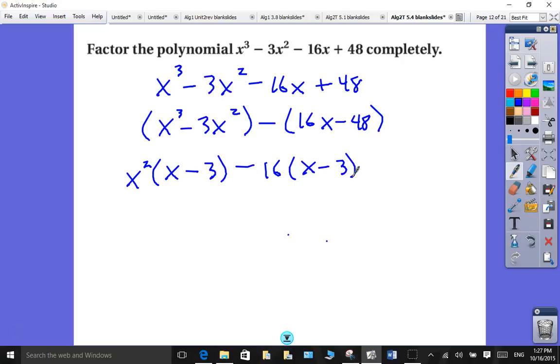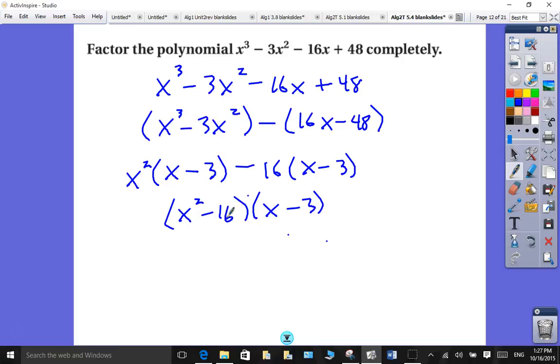Okay, now because what's in parentheses is the same, I can factor that, x minus 3, from both of those terms, right? What's left if I factor x minus 3 from the first term? X squared. And what's left if I factor it from the second term? Minus 16. Okay, are we done? No. What kind of factoring do we do now? Lauren? Difference of squares. Okay, what will it be?